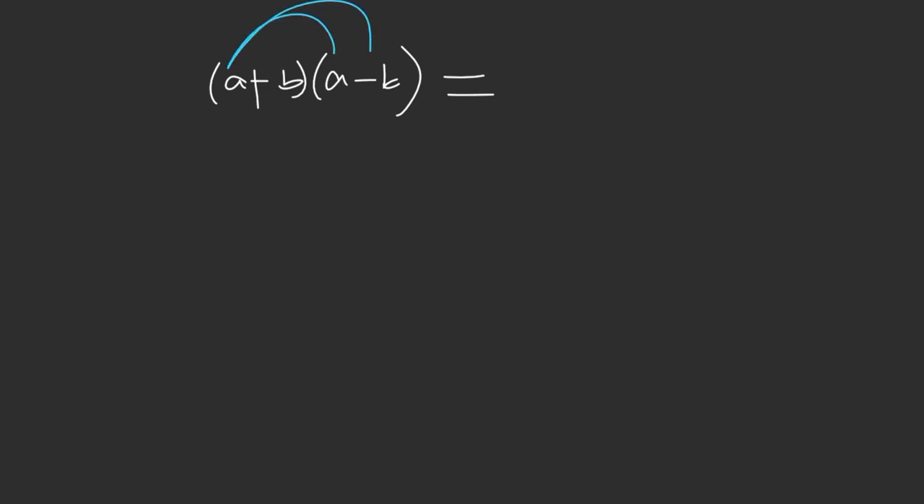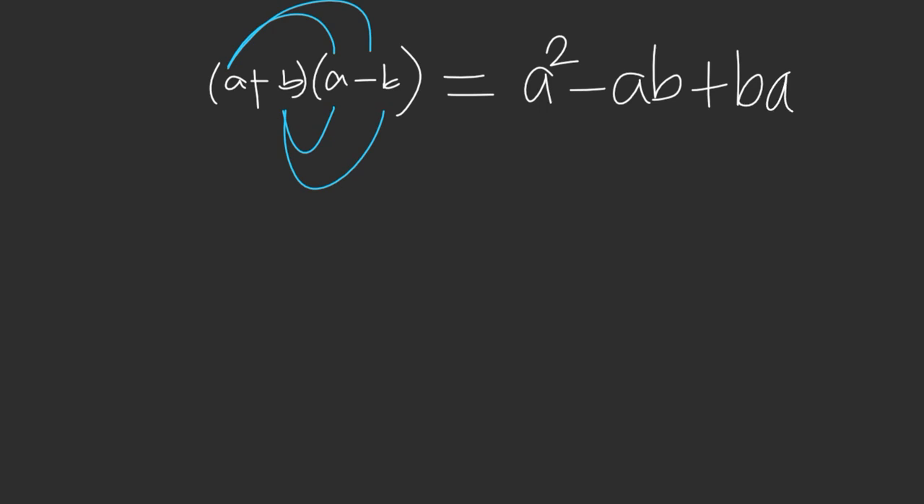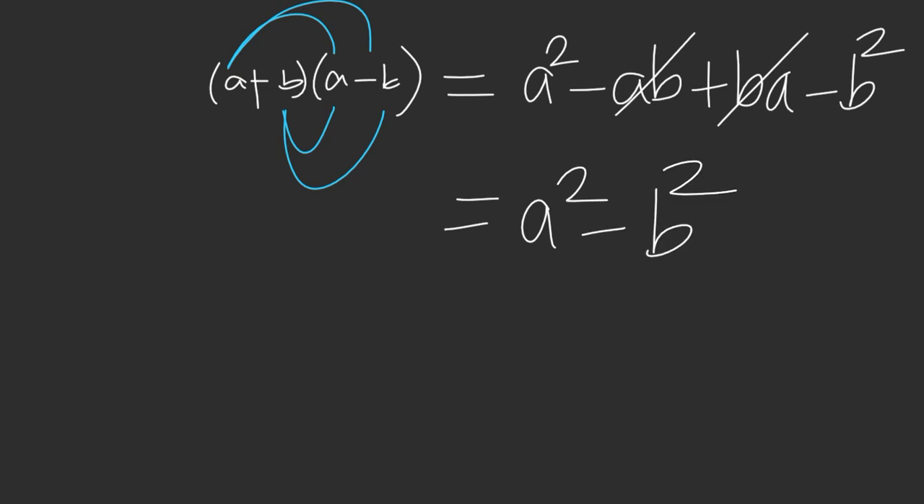So a into a gives us a square, a into minus b gives us minus ab. Then b should be multiplied to both of them. So b into a gives us plus ba, and b into minus b gives us minus b square. So again, as we have already discussed, ab and ba are the same, hence this ba and ab can be cancelled out and we are left with a square minus b square, and that's our proof for a plus b into a minus b equal to a square minus b square.